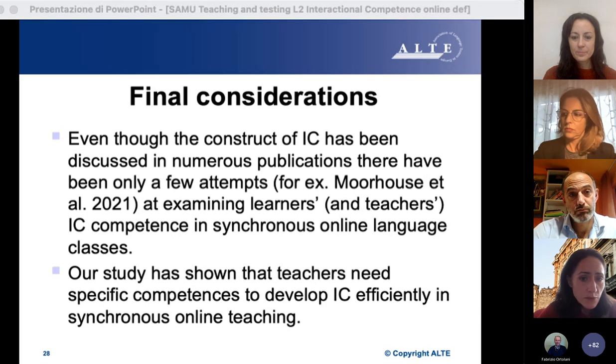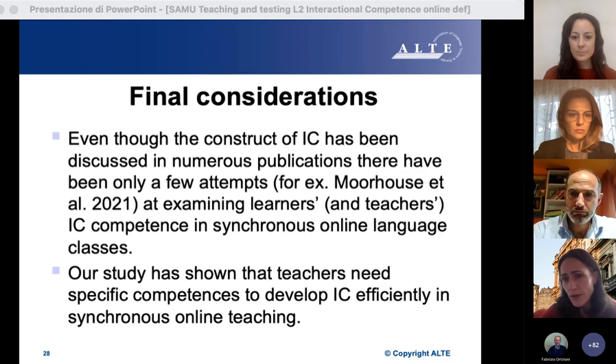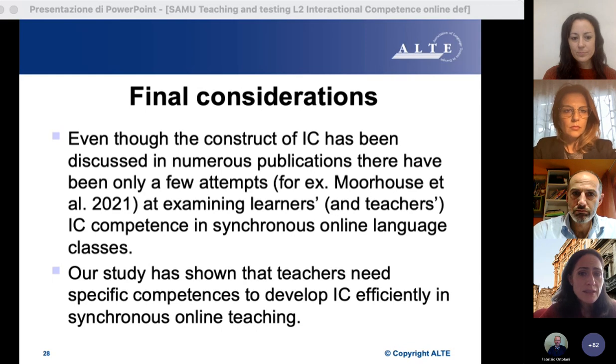So even though the construct of interactional competence has been discussed in a number of publications and refined over the last 2 decades, there have been only a few attempts at examining learners and teachers' interactional competence in synchronous online language classes. Although the advancement in technology have made synchronous online teaching possible, our study has shown that teachers need specific technological competencies so that they can use them successfully.